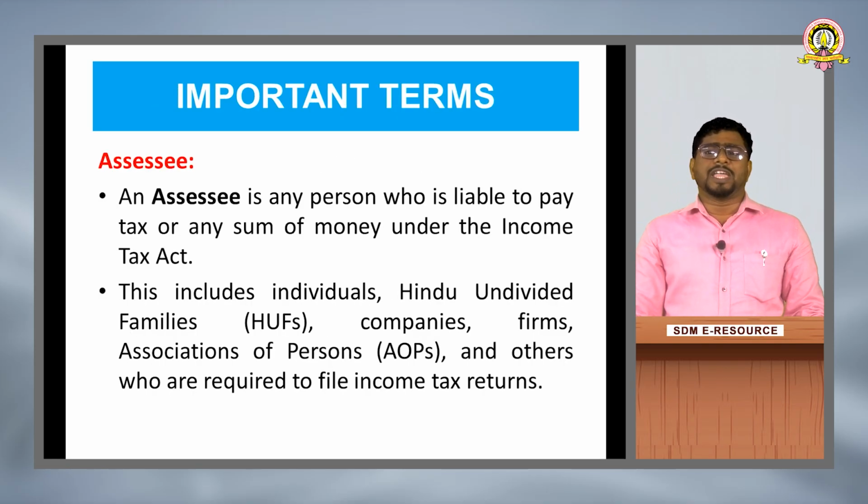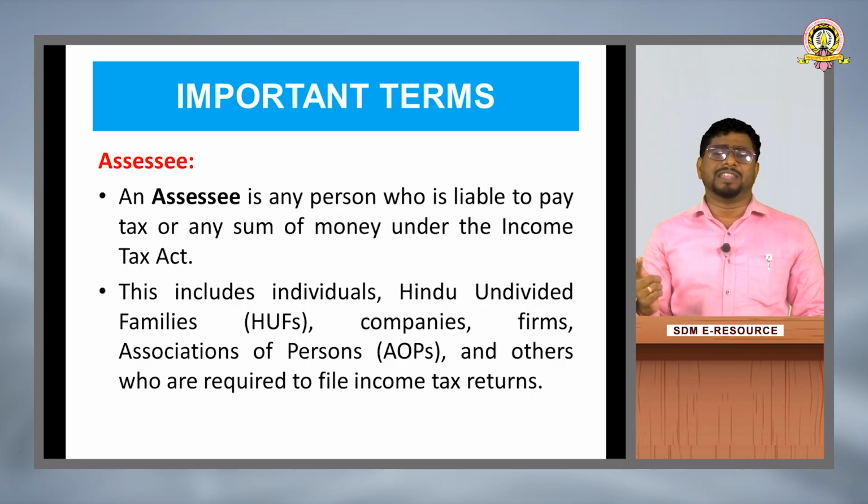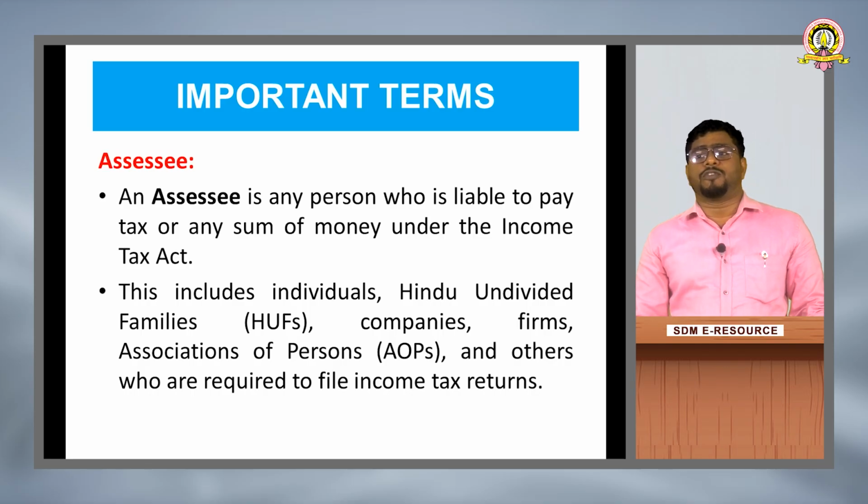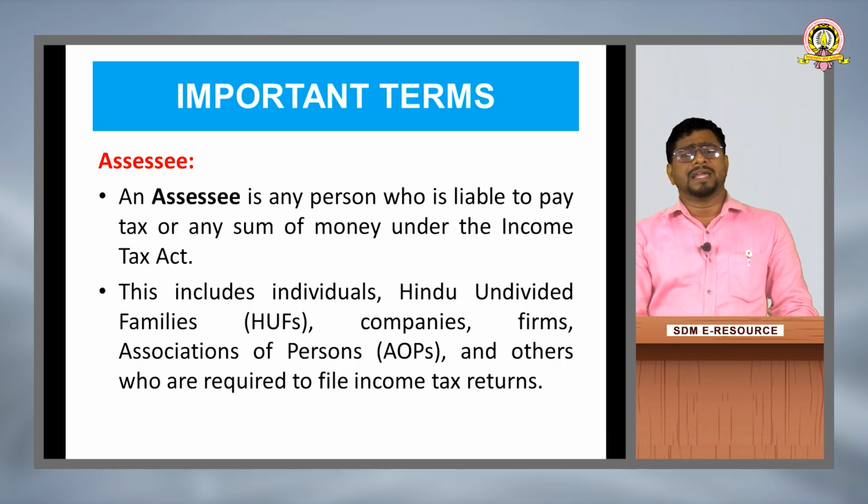Now let us see the important terminologies used in income tax, starting with assessee. Now the question will arise, who is an assessee? Assessee is any person who is liable to pay tax or any sum of money under the Income Tax Act 1961. Assessee includes individuals, Hindu undivided family, that is HUF, companies, firms, AOP, that is association of persons, and others who are required to file income tax return. So in simple terms, an assessee is any person who pays tax to the government.